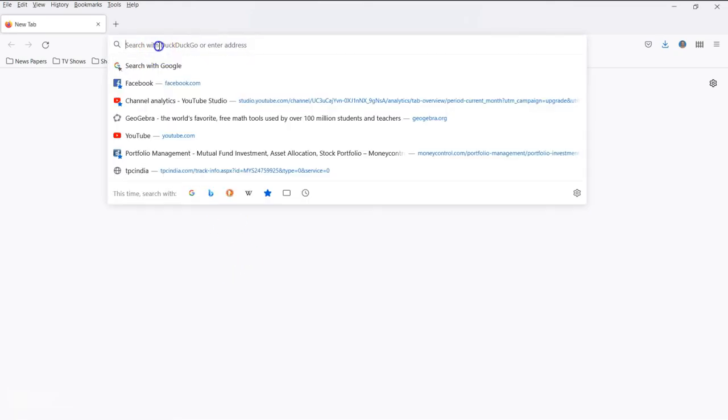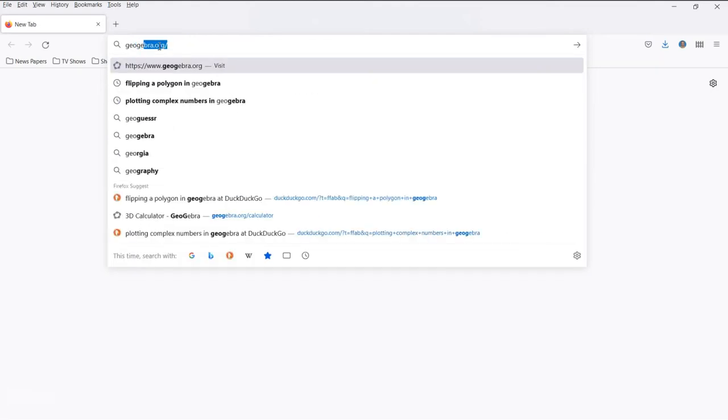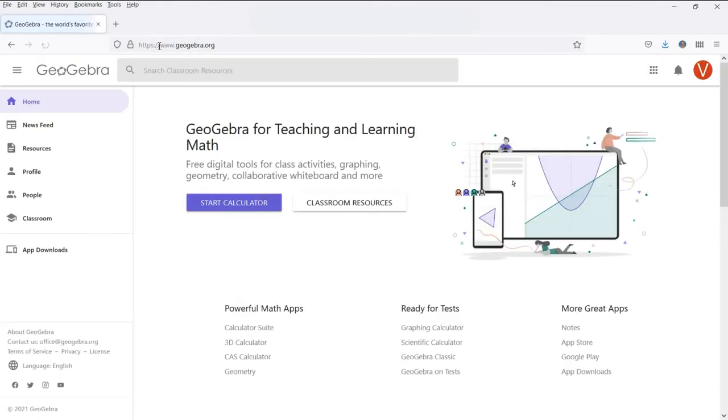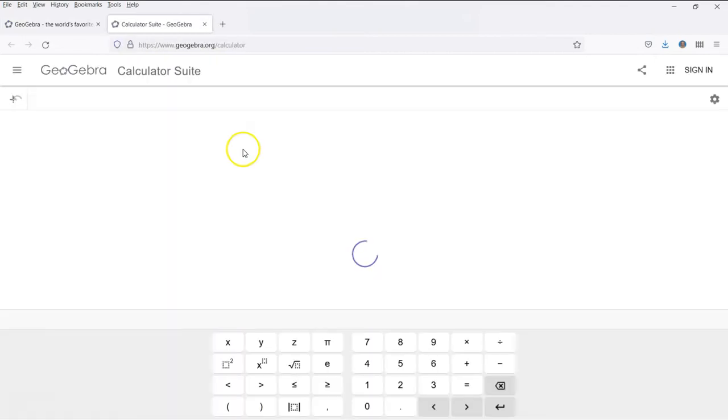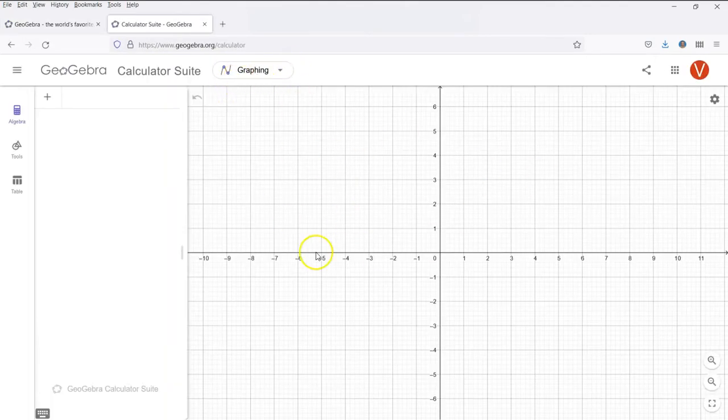Let's look at the symmetry of a rectangle. So let's go to GeoGebra and let's start the calculator. As of now, we are in the 2D graphing system. Let's define 4 points of a rectangle.